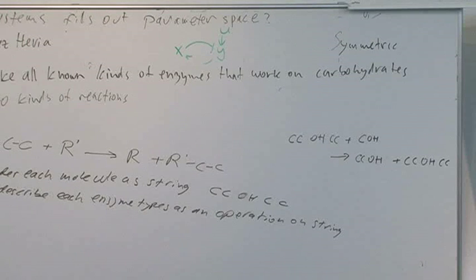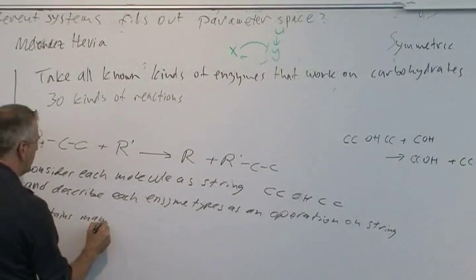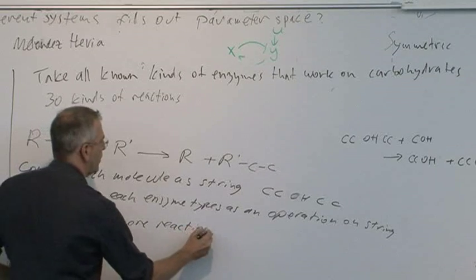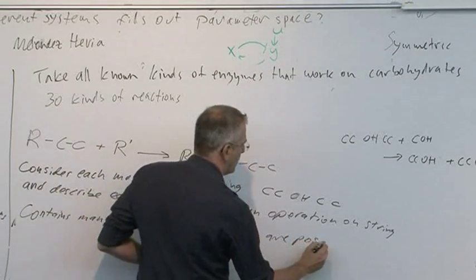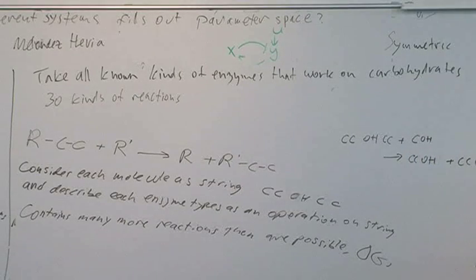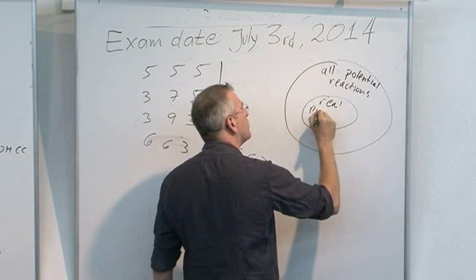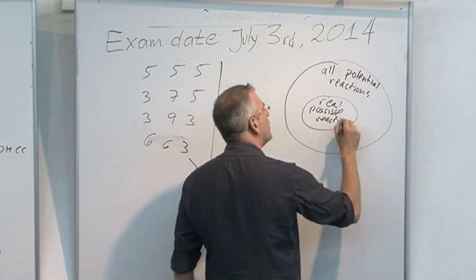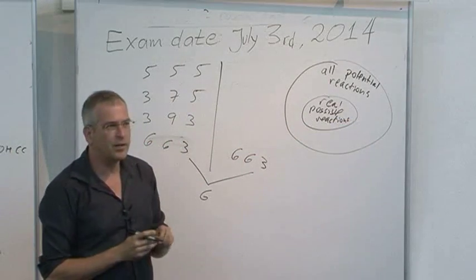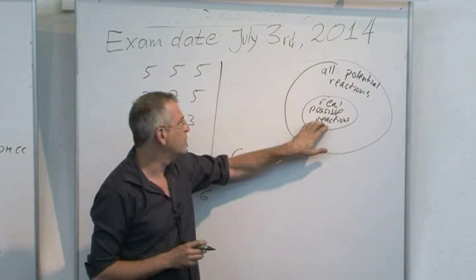Now, real chemistry contains many more reactions than are really possible, right? Because of energy constraints like delta G constraints and all kinds of steric constraints. So if this is all the potential reactions, and this is the real possible reactions, you're considering a larger space. But if you find a minimal solution here, it's guaranteed that you can't find a real solution that's more minimal.